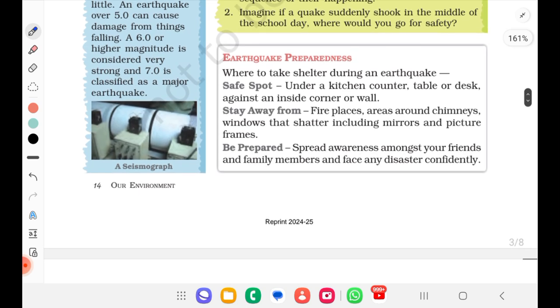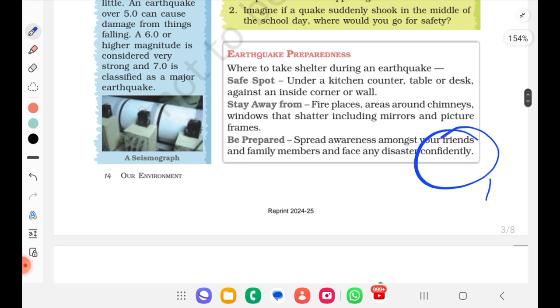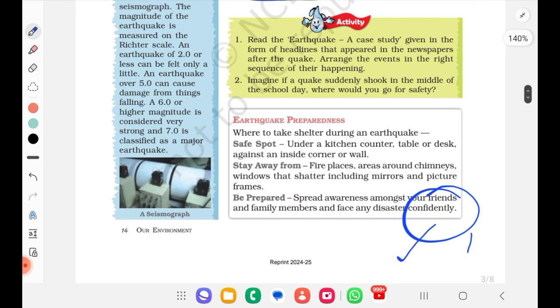So what can be done? Earthquake preparedness: a way to take shelter during an earthquake. Figure out a safe spot under a kitchen counter, table or desk, against an inside corner wall. Stay away from fireplaces, areas around chimneys, and windows that shatter, including mirrors and picture frames. Be prepared. Spread awareness amongst your friends and family members and face any disaster confidently. Confidence comes first, so be prepared. Pick out the safe spot and then be there. These are the things.